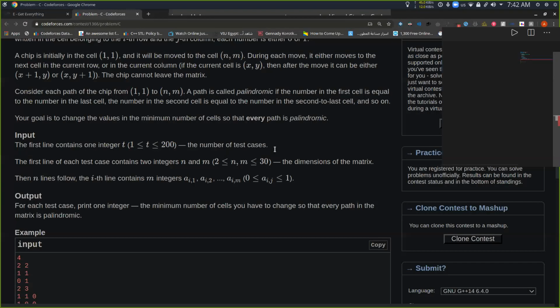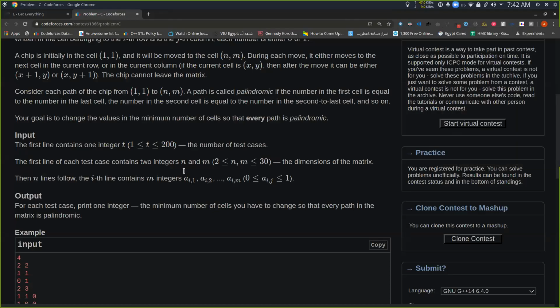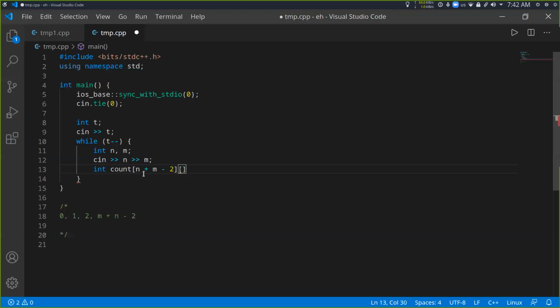So here I'm making an array. I'll actually make a 2D array of size n plus m minus 2, and for every cell I'll have two elements, the number of zeros and the number of ones. It's just that simple. I initialize it with 0, of course.